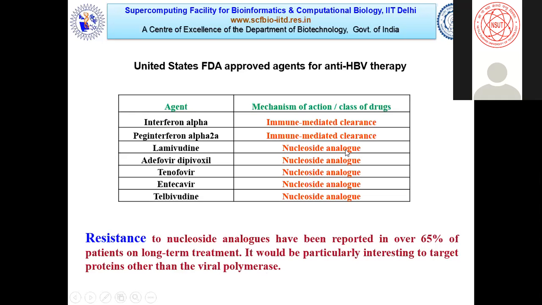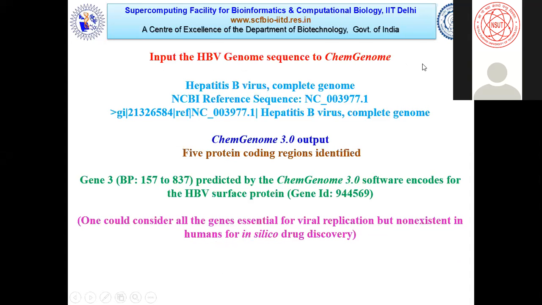So his challenge was, don't use polymerase as a target and don't make a nucleoside analog. So give me a new molecule for a new target. That was the challenge that he posed. I said, okay, we can go to the NCBI. Remember, I told you this is free. NCBI is available freely. So all you have to do is go to your mobile phone or laptop, go to NCBI and type hepatitis B virus, and you will immediately get the entire complete genome of this virus.